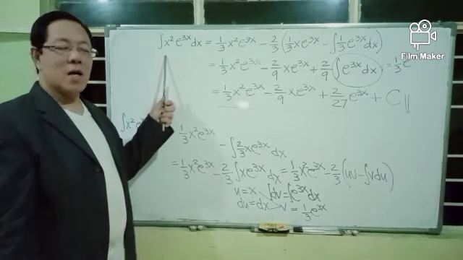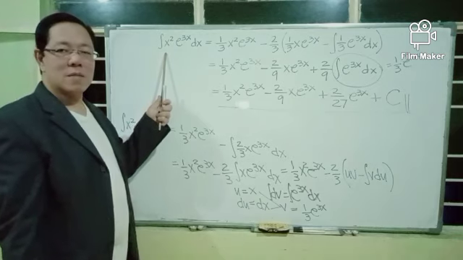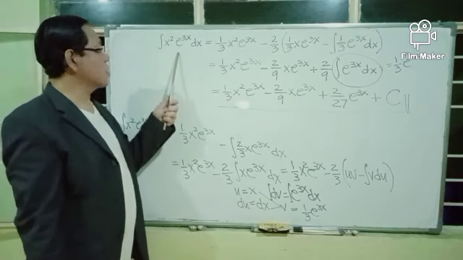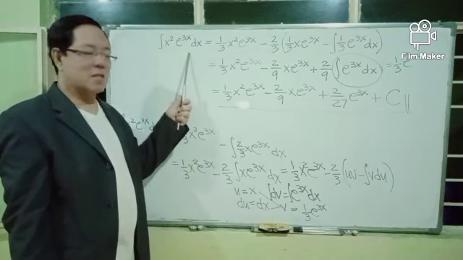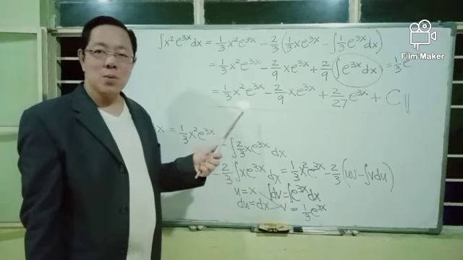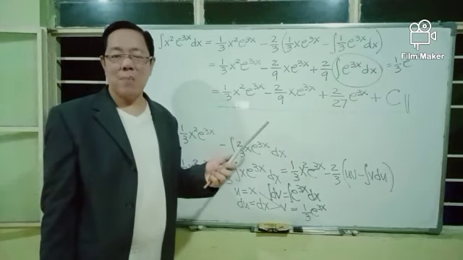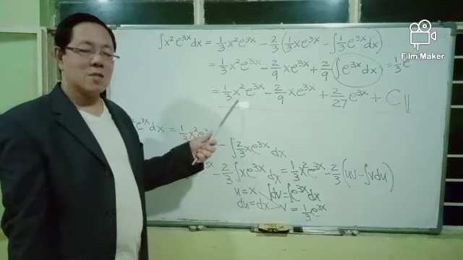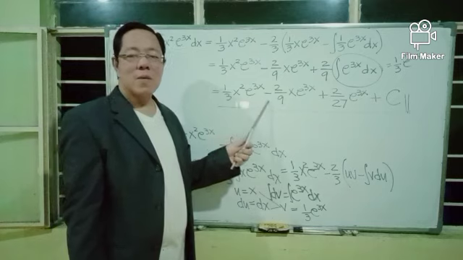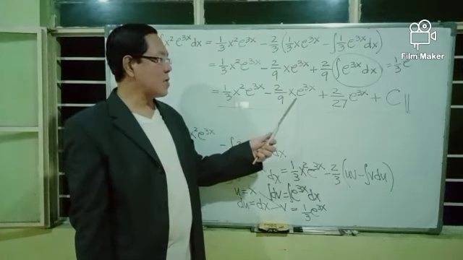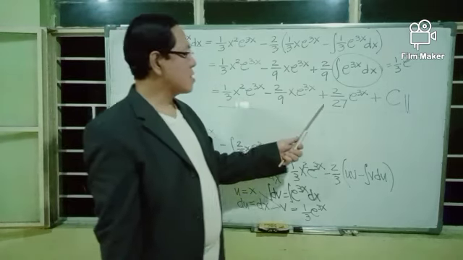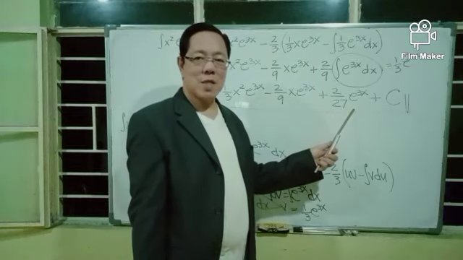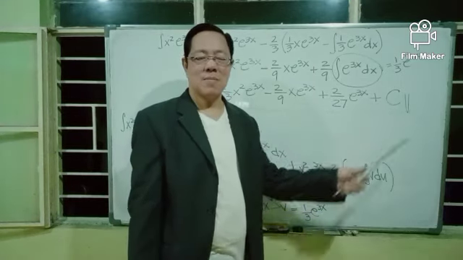So the integral of x squared times e to the 3x with respect to x obtained by two successive applications of integration by parts is 1/3 x squared e to the 3x minus 2 over 9 x e to the 3x plus 2 over 27 times e to the 3x plus c.